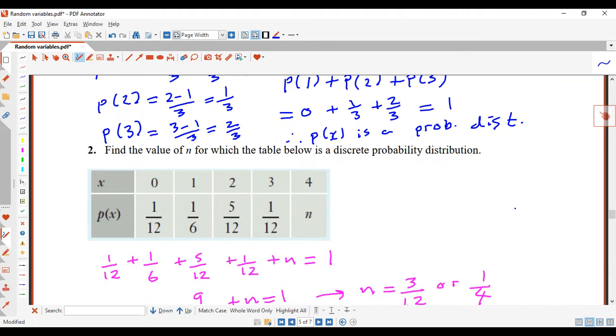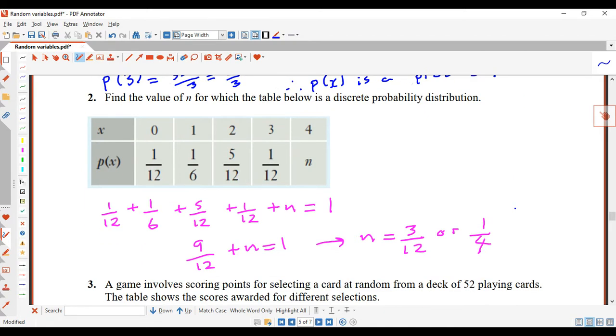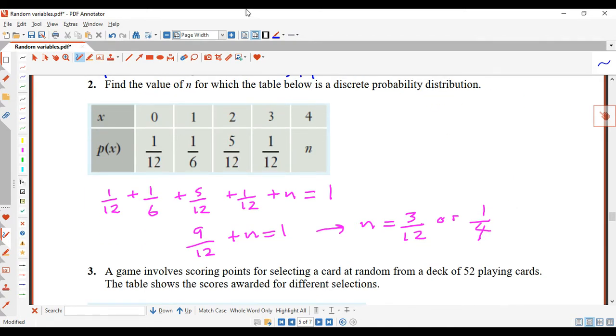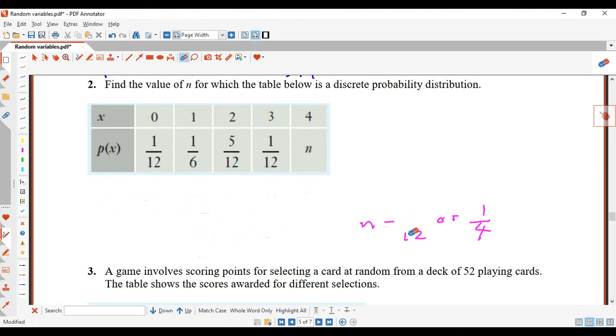Let's look at the next one. Now, oops, I've already done this one for you, but hide that. Okay, do it from scratch. Now, this question says, find the value of n for which the table below is a discrete probability distribution. Okay, so that means the sum of the probabilities has to be 1.